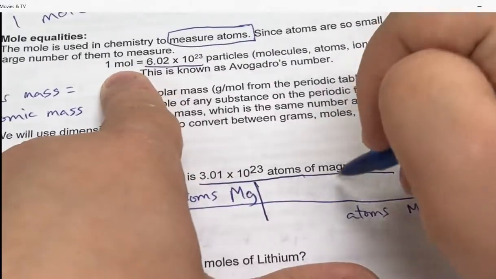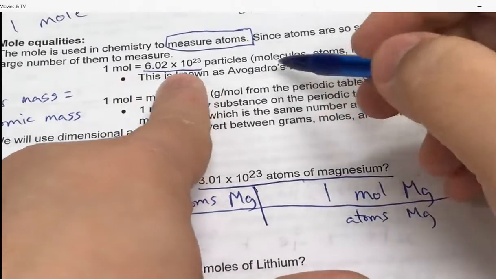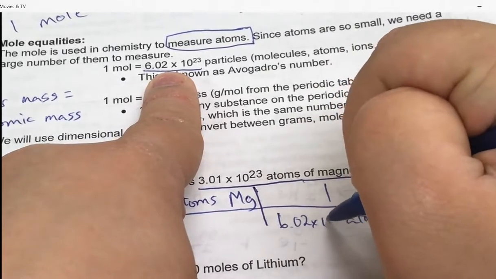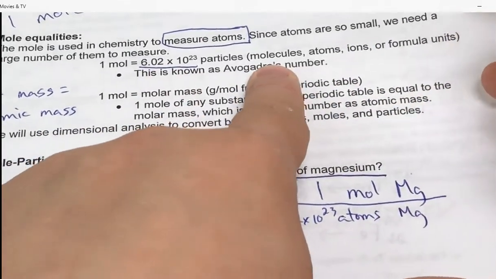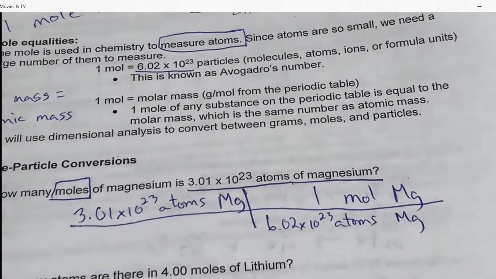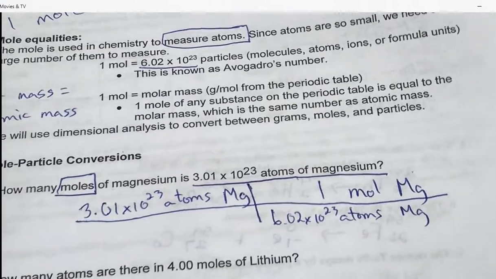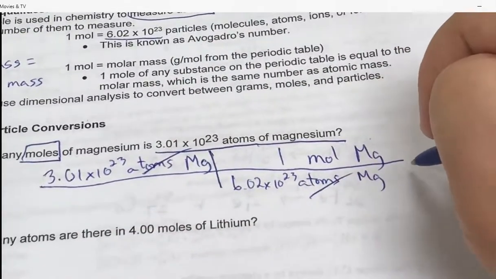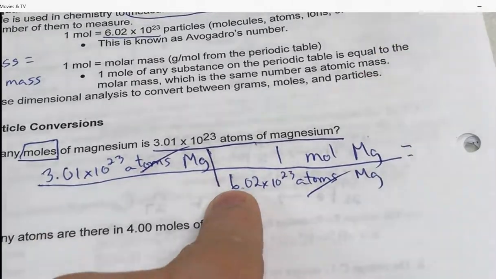1 mole right here, 1 mole of Mg is equal to 6.02 times 10 to the 23rd atoms of Mg. So it doesn't matter if it's molecule, atom, ion, formula unit, whatever it is, they're all going to equal 1 mole. Atoms cancels out, and I'm left with mole. And the last thing we can do on here is multiply the top, divide by the bottom.